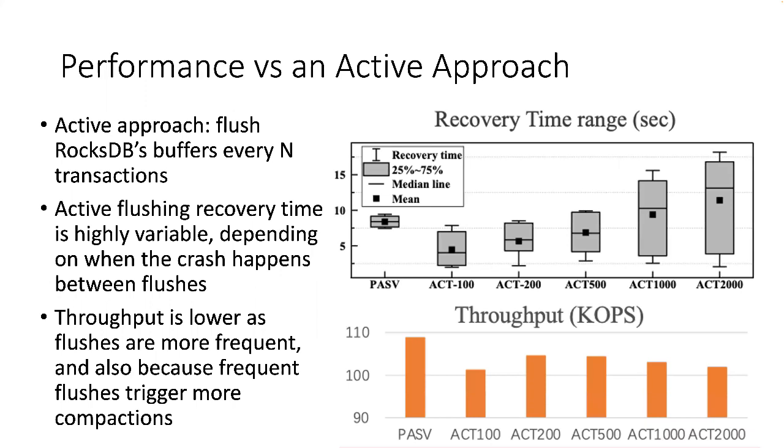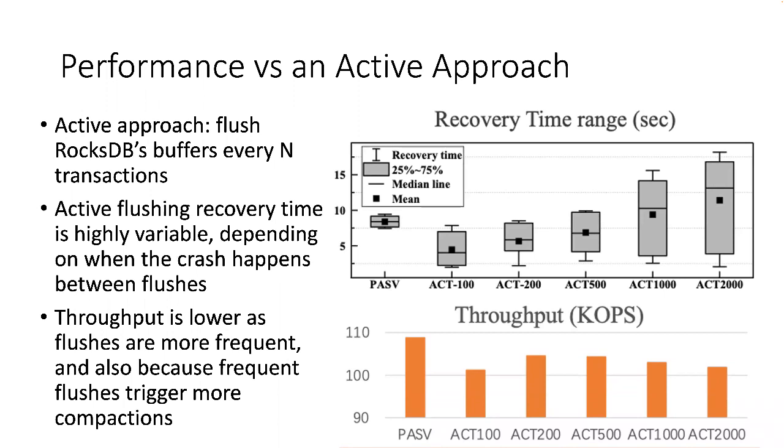So earlier we talked about what could be an active approach where we just flush every n transactions or something and then recover from there. So we can check the performance versus that. At the top, if we look at the recovery time, we have the PASV scheme on the left, and then active 100 to 2000. This means we flush the underlying main tables every 100, 300, etc. transactions. And while it can be good, for example, if we're flushing every 100 transactions, the recovery time can be very fast because we only need to recover between 0 and 100.